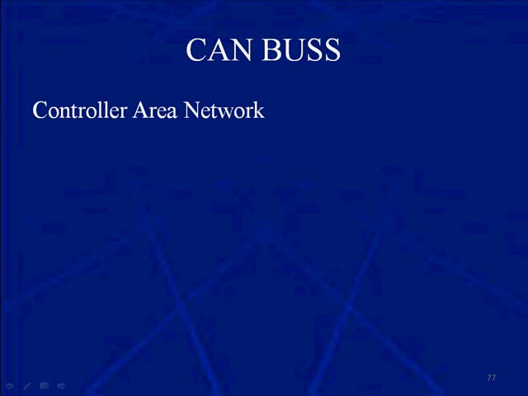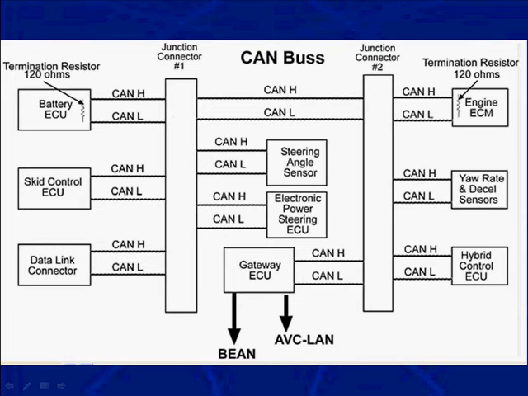The CAN bus, controller area network, 500 kilobaud, and here's a box drawing of that circuit. We can see over on the left hand side we have termination resistors, and on the right side we have those 120 ohm termination resistors. Now just start in the middle and go all the way down to the bottom, and you see gateway ECU. You can see everything that's on the CAN bus. But if any one of these need to communicate with someone who's not on the CAN, the information goes to the gateway ECU, and then it goes to BEAN or AVC-LAN.